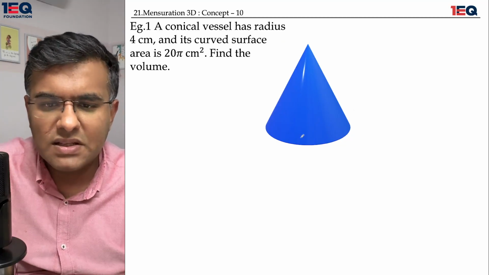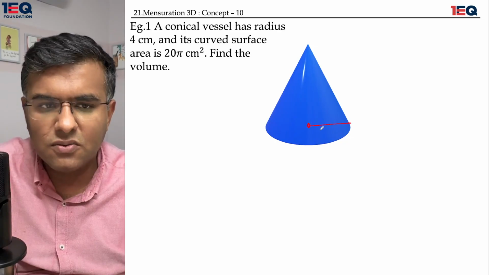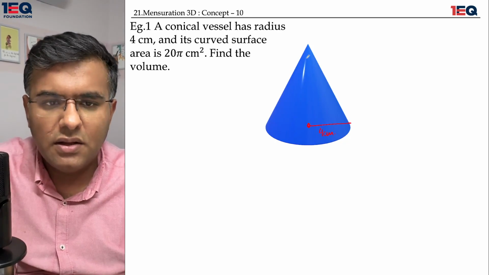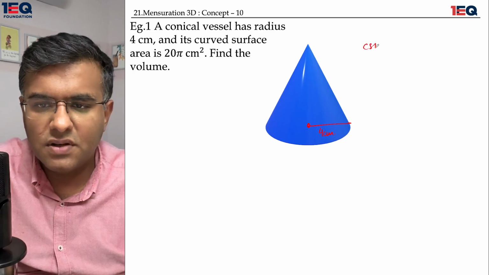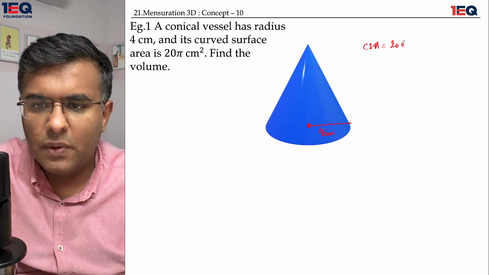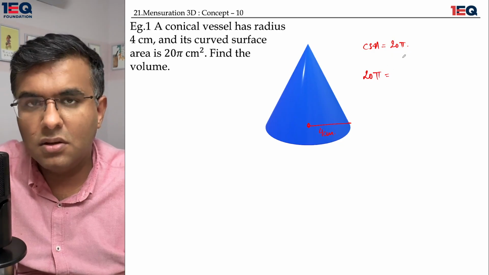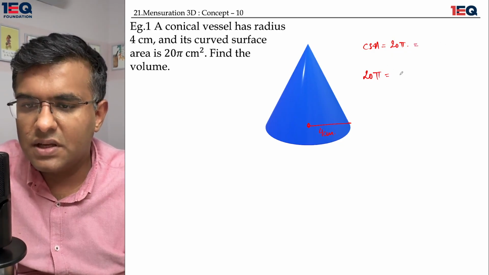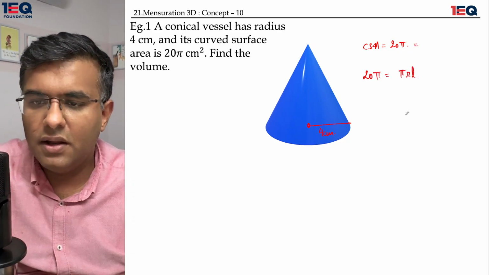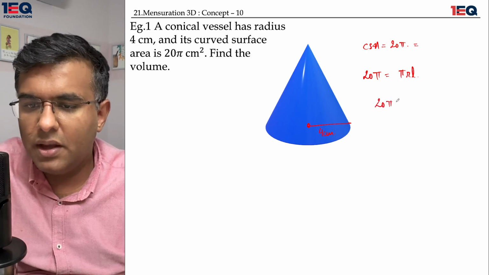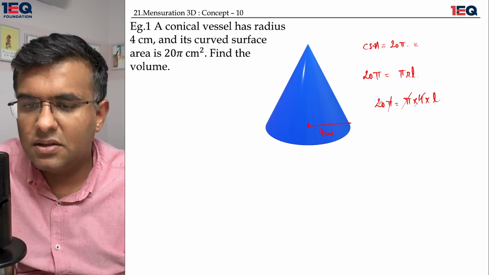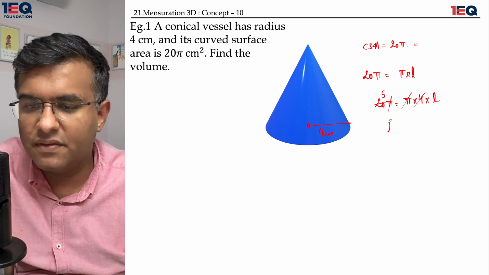A conical vessel has a radius of 4 centimeters, and its curved surface area has already been given as 20 pi centimeter square. The curved surface area is pi r l. So 20 pi is equal to pi multiplied by r, which is given as 4, and multiplied by l. The pi and the pi get cancelled, the 4 and the 20 get cancelled and it becomes 5. So the value of l becomes 5 centimeters.